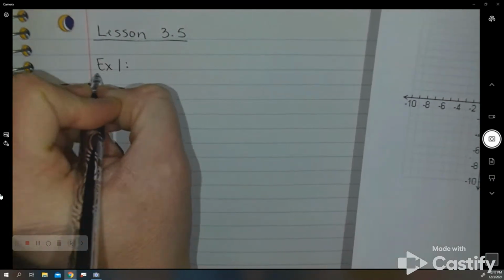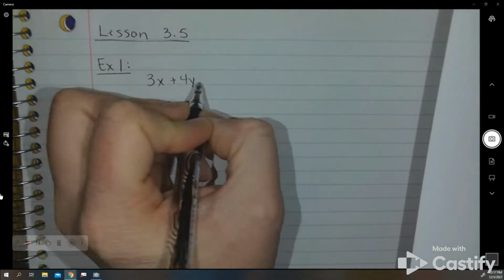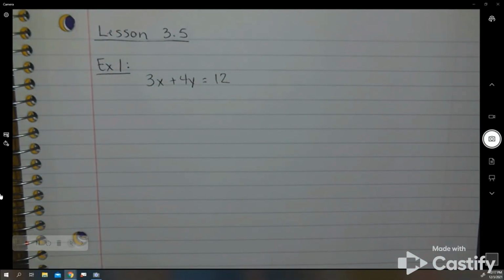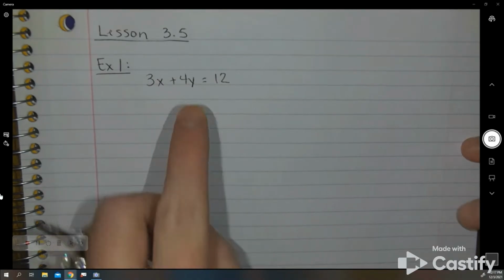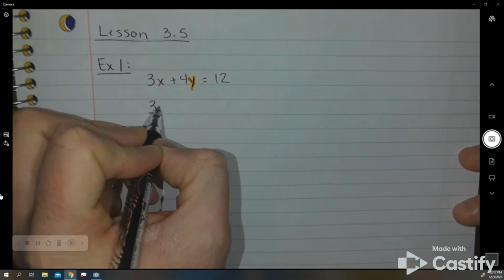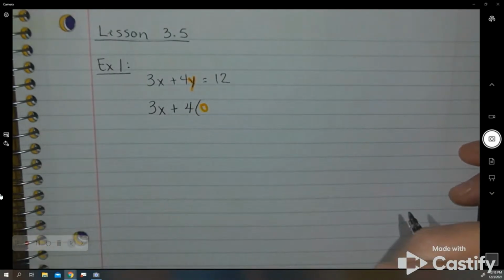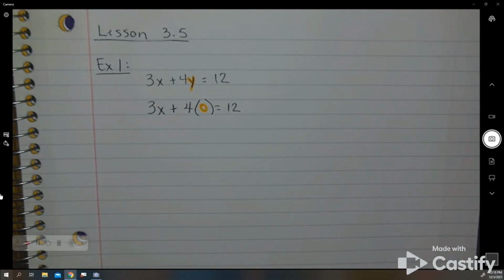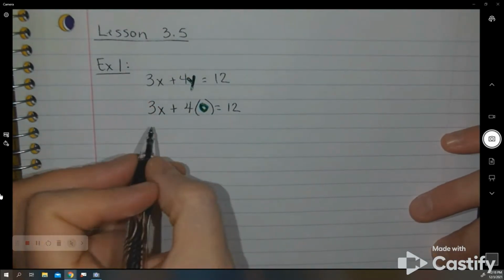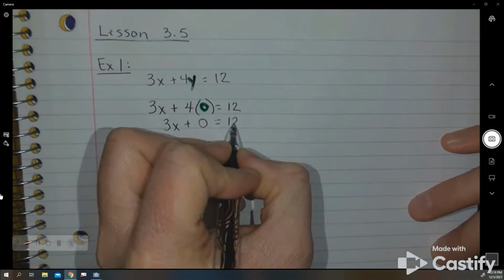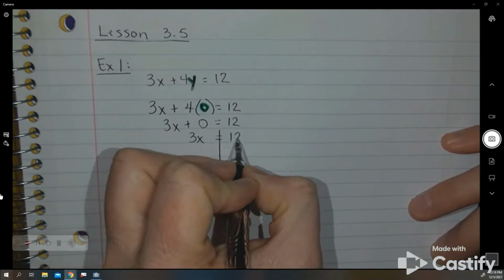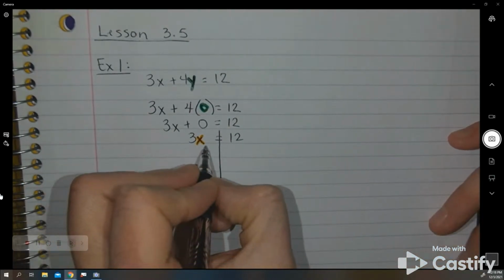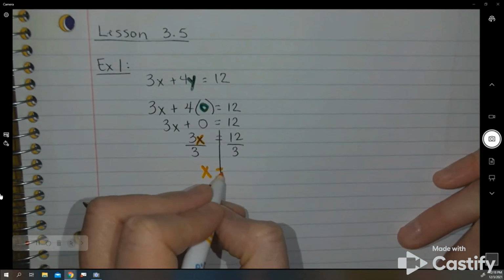In example 1, I have the equation 3x plus 4y equals 12. If I want to graph my x and y intercepts, I have to take them one at a time. Let's start with our x-intercept. For our x-intercept, we have to plug in 0 for y. So we have 3x plus 4 times 0 equals 12. Let's change that y in 0 to blue. So we have 3 times x, which is 3x, plus 4 times 0 is 0, equals 12. So we've got 3x equals 12. If my goal is to get x by itself, I need to divide both sides by 3. When I do that, I discover that x equals 4.